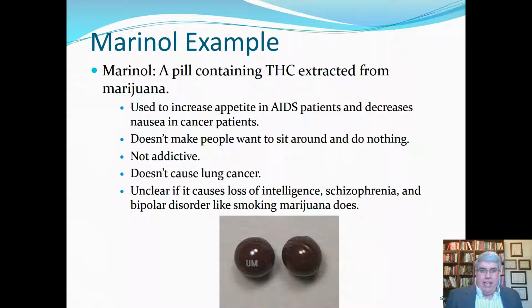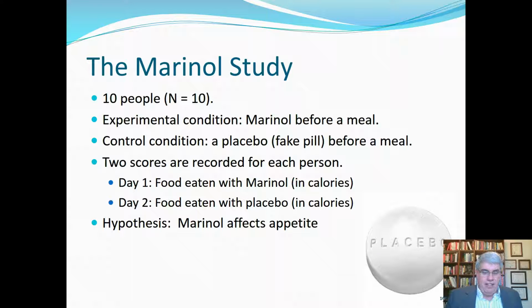But we're going to look at a study that we could design with Marinol, a THC extract, or THC extracted from marijuana. Now, in this Marinol study, there are 10 people. So we're going to say n equals 10. And they're placed in 2 conditions. The experimental condition is they're going to eat Marinol before a meal, and the control condition is they're going to get a placebo, a fake pill, before a meal. And 2 scores are going to be recorded for each person. On day 1, they're going to eat food with Marinol and we measure the number of calories. And on day 2, they're going to eat food with the placebo. And the hypothesis is that Marinol affects appetite. That on the average, what they're going to eat is different with Marinol than without Marinol.